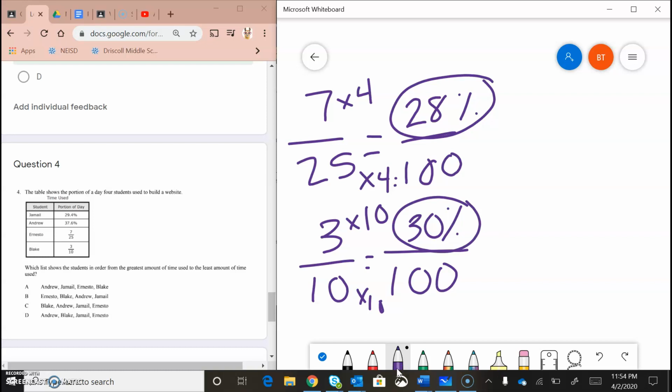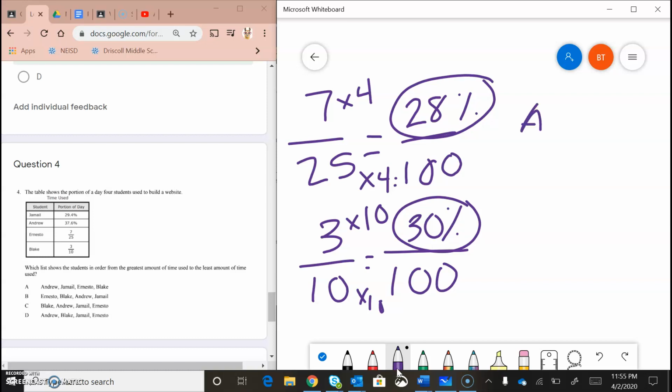So now that we have them all in the same format, we can put them in order. It told us to do greatest to least. So we know we have 28% and 30% from what we converted. We also have 29.4% and 37.6%. So our greatest percent is going to be Andrew's at 37.6%.